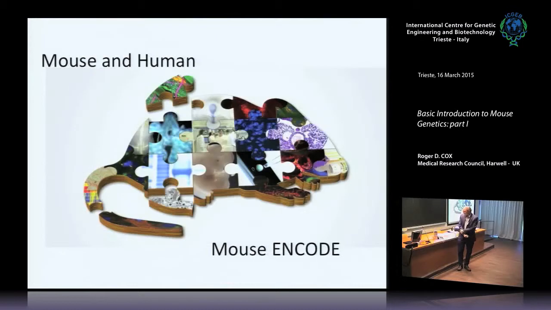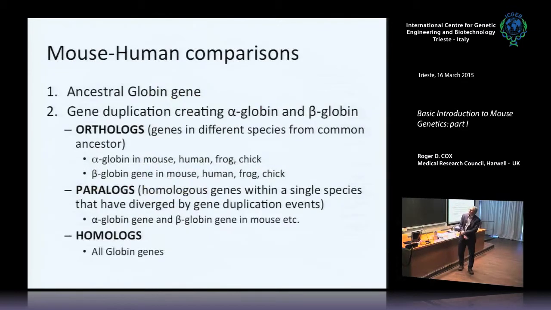I'm going to give you a little bit of information on mouse-human comparisons now. So I've shown you that we've got lots of information on the mouse, phenotype data, genome sequence. But how good a comparison is there between mouse and human? And there's a little bit of terminology on this slide for describing mouse-human comparisons, taking the globin gene as an example.